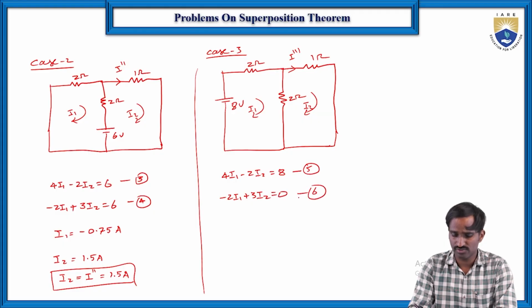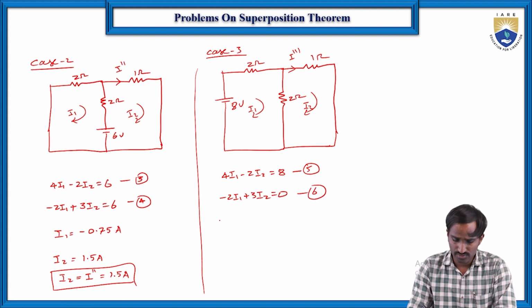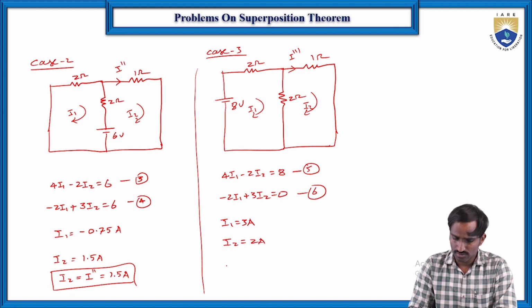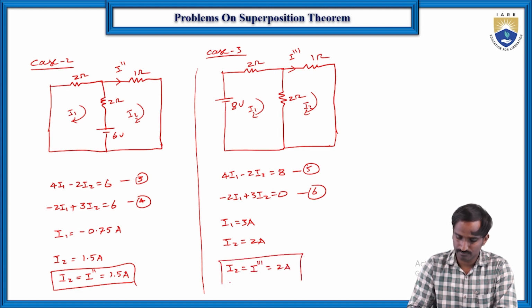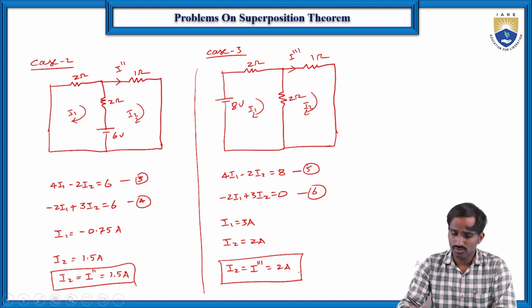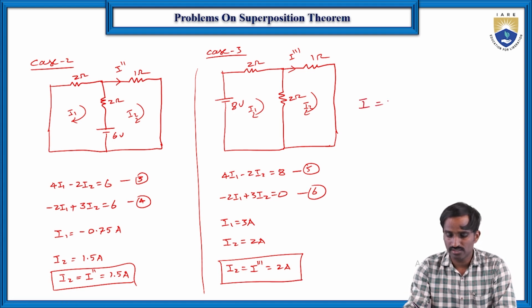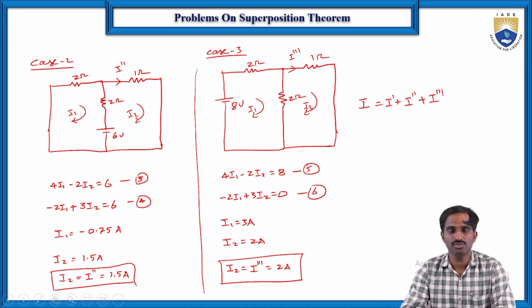Let us consider this is equation number 6. Then by solving these two equations, you will get I1 is equal to 3 amperes and I2 is equal to 2 amperes. So here I2 is equal to I triple dash, which is equal to 2 amperes, right? So now the total current I is equal to I dash plus I double dash plus I triple dash, because here three sources are there.